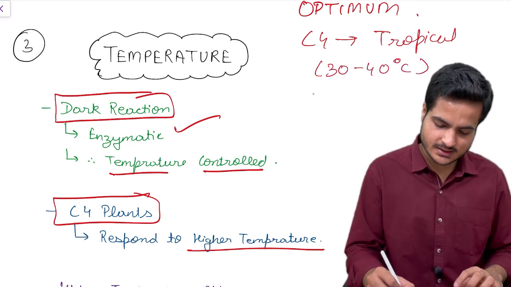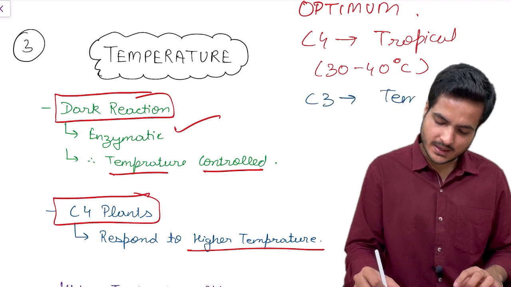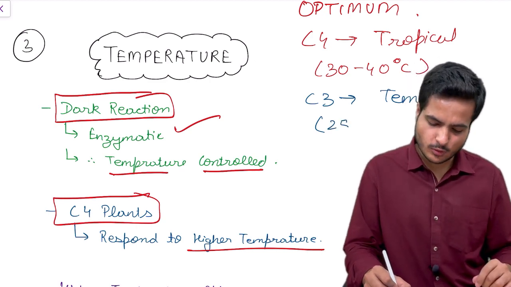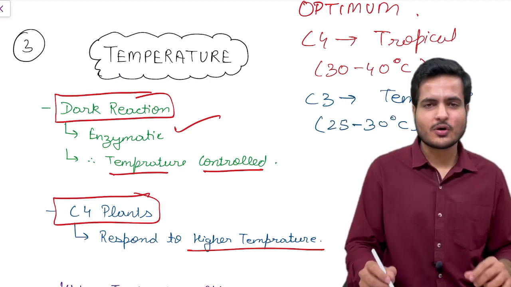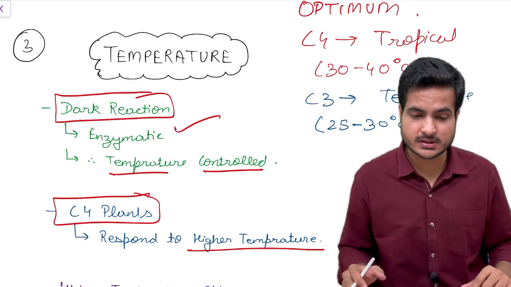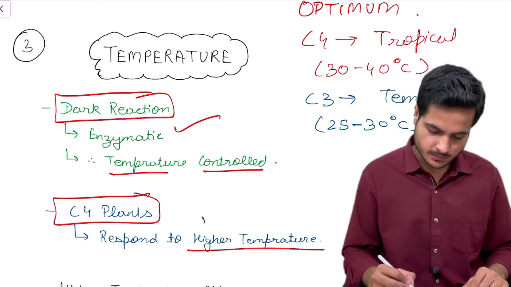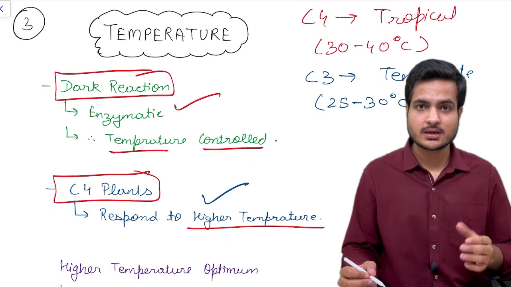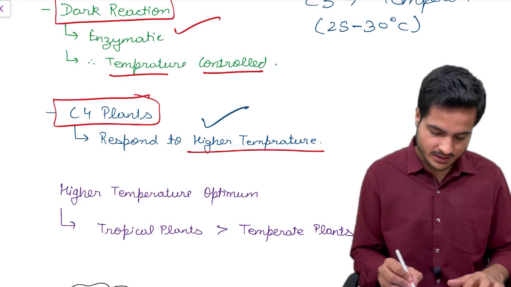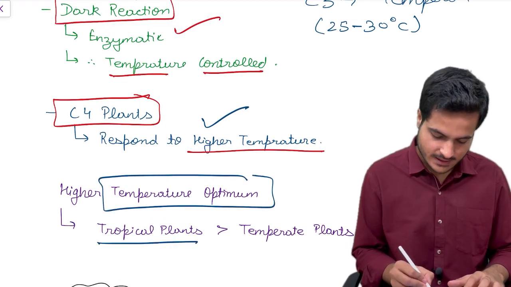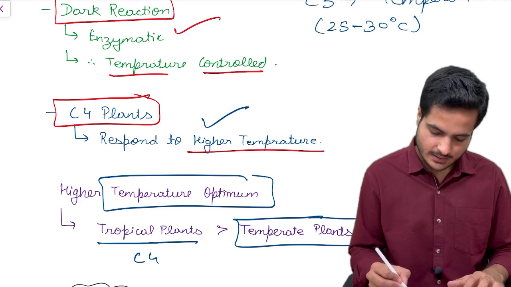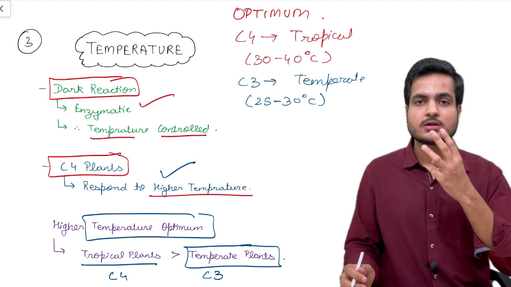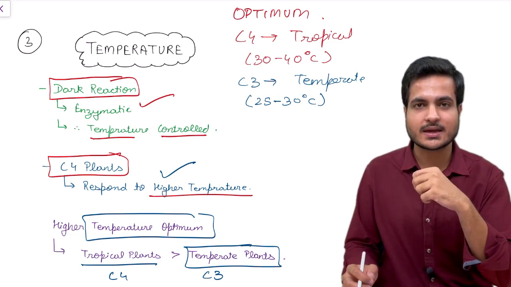But C3 plants say that I belong to temperate region and the temperature optimum for me is just 25 to 30 degrees Celsius. Beyond this temperature, I cannot perform photosynthesis. But C4 plants can respond to higher light in higher temperature and higher light conditions in comparison to the C3 plants. And the temperature optimum for tropical plants, that is C4 plants, is more than temperate plants, that is C3 plants. So this was the third factor which we have to discuss, temperature being an external factor.